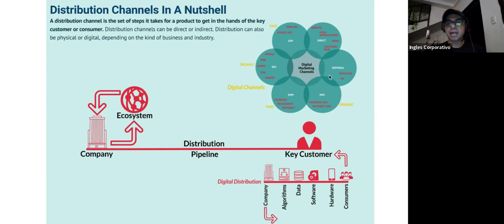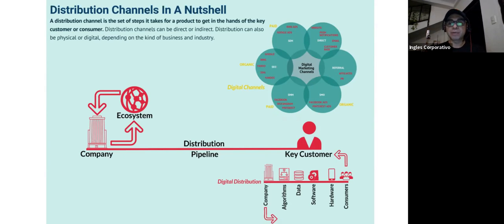So for example, affiliates: when you say to a friend, if you bring me one customer, I'm going to provide you a discount, or you are going to get this product for free, or anything like that. We have organic, like Facebook or Pinterest, things like that. And another example of paid is also Facebook.